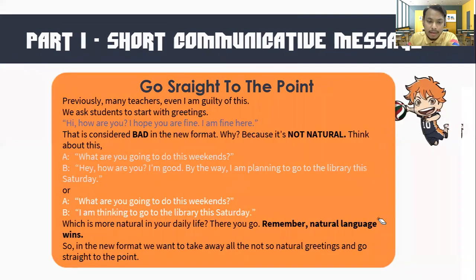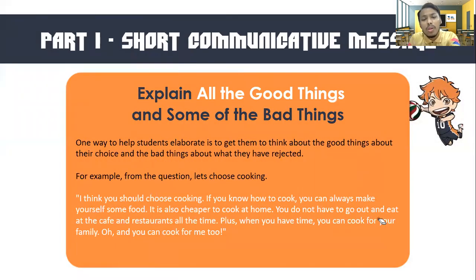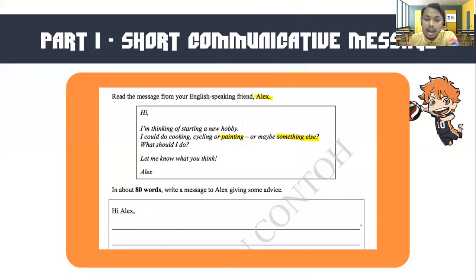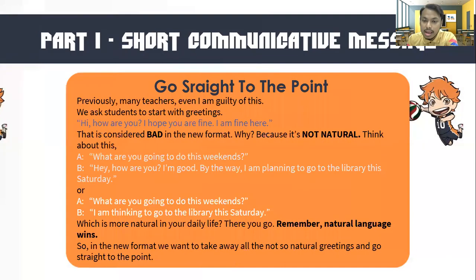So next thing, explain all the good things and some of the bad things. Now, this is actually one way to help students elaborate, is to get them to think about the good things about their choice and the bad things about what they have rejected. For example, from the question, let's choose cooking. Okay, let's take a look over here. I could do cooking, cycling, or painting, or maybe something else. So let me know what you think. So we are suggesting Alex to go for cooking as his main hobby.